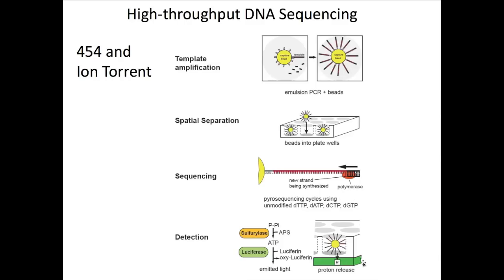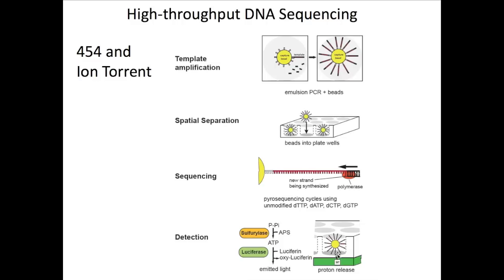And in each of those cycles you're monitoring to see whether the deoxynucleotide triphosphates are incorporated. In the case of the Ion Torrent method, what you're monitoring is whether protons are released, because that's another thing that happens when you incorporate a new base into the DNA strand that's growing, or a new nucleotide.